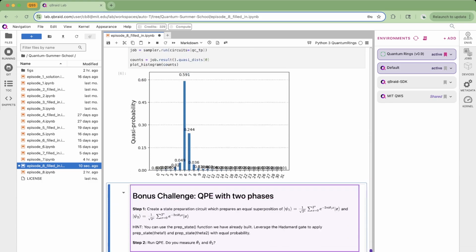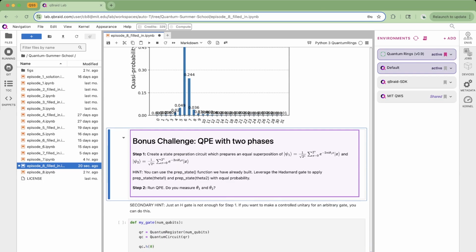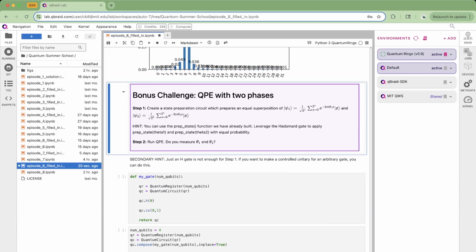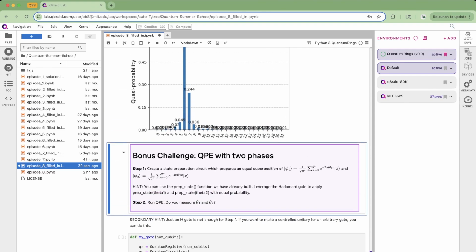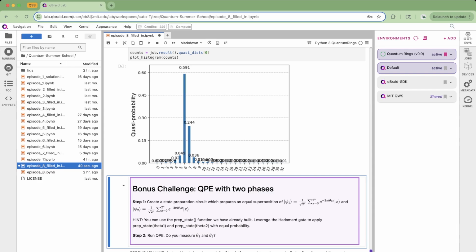And then if you want a challenge, you can also do quantum phase estimation with 2 phases. For this one, you want to prepare a state which is an equal superposition of the type of state that we just made. So there's going to be 2 different thetas, a theta 1 and a theta 2. And if you do it correctly, you should see 2 peaks, one centered around each of the thetas.